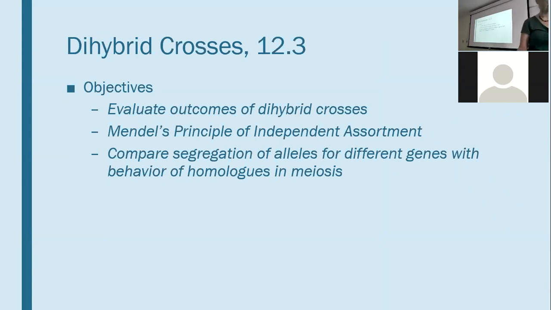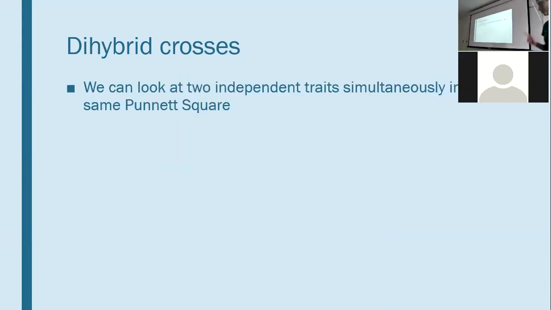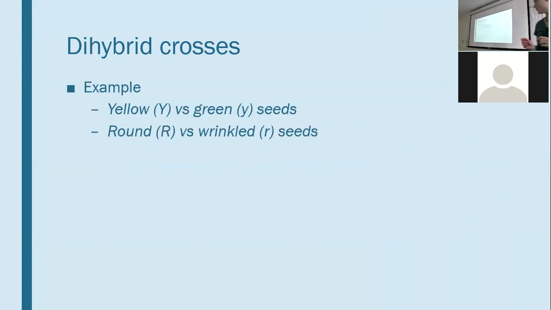Yeah, let's do that. So we can look at 2 independent traits in the same Punnett square. Okay, here's what that's going to look like. Let's pick some different traits.